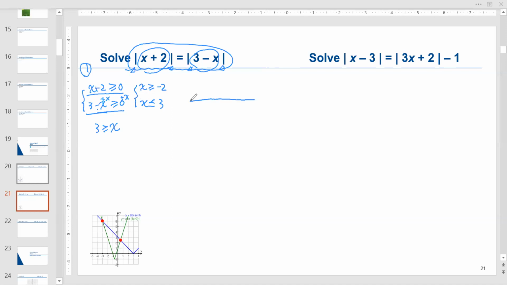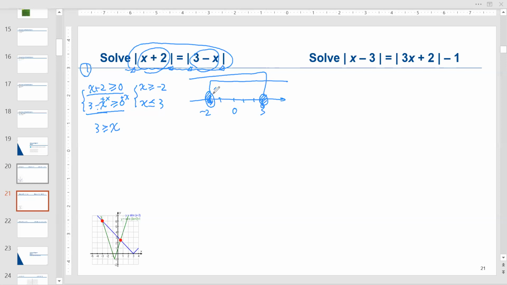So we can do this part right now. We can graph it here. 1, 2, 3. 3 here, -2 here. x greater than or equal to -2 should be a dark dot here, right? This part, right? x less than or equal to 3 should be this one.